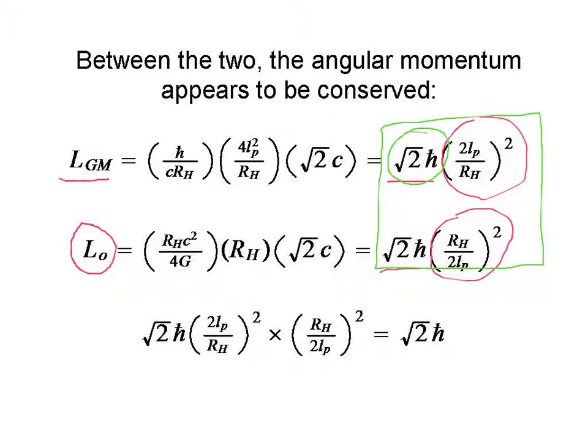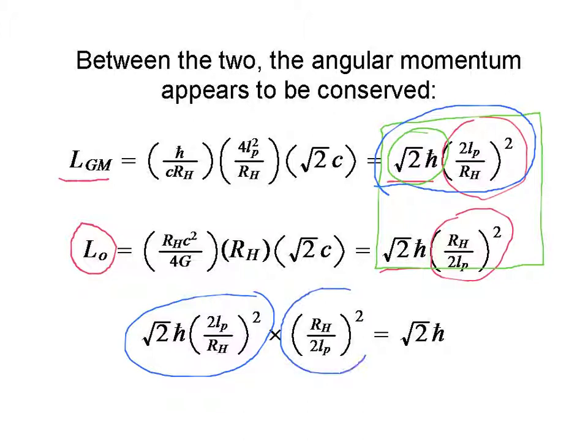Interesting also is that if we take our geometric mean angular momentum, up here, the square root of 2 times h bar times quantity 2lp over r sub h, squared, and multiply it by the number of SEQ, small energy quanta, we get the conserved value.